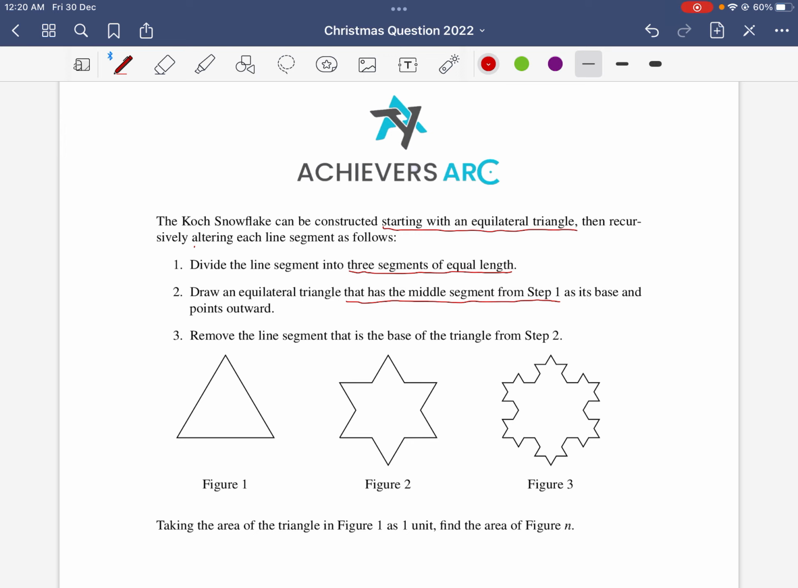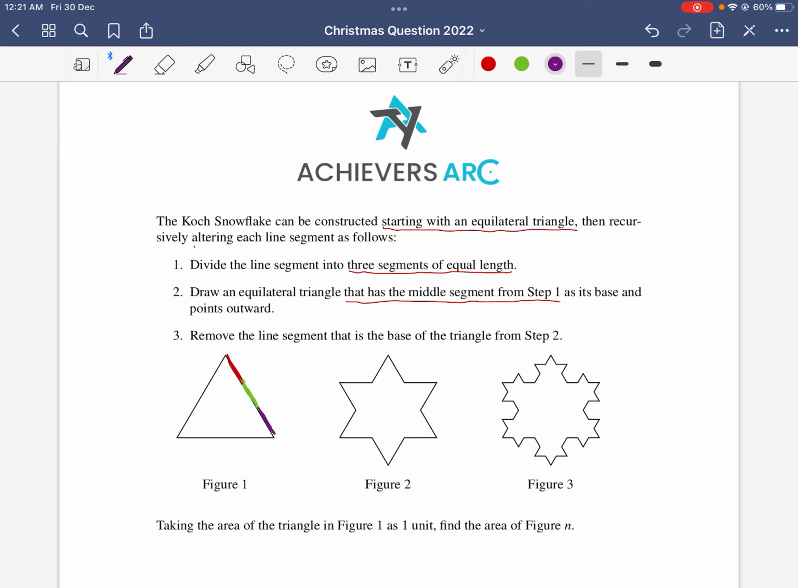So what we are seeing over here is some set of instructions. We start with an equilateral triangle, and then afterwards we'll be performing some instructions on the line segments of the equilateral triangle. In this case, the first step is to split up the line segment into 3 equal parts. So maybe one color over here, another color over here, and another color over here. So there are 3 equal parts over here.